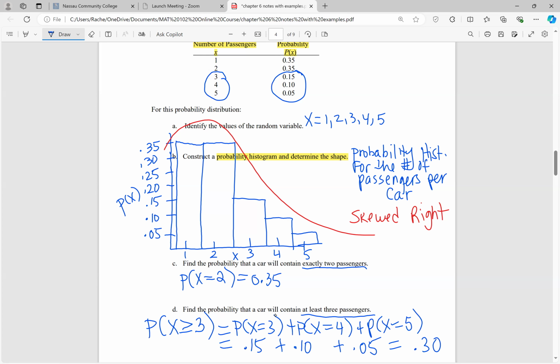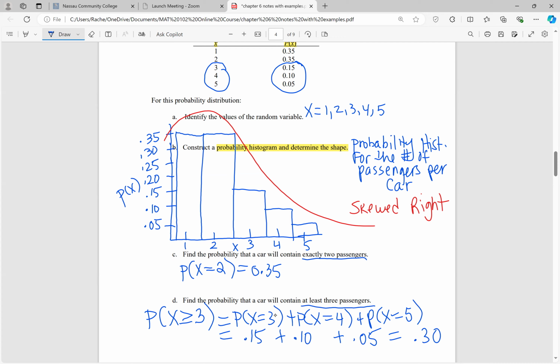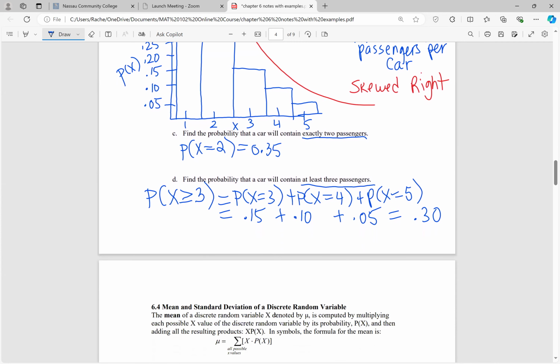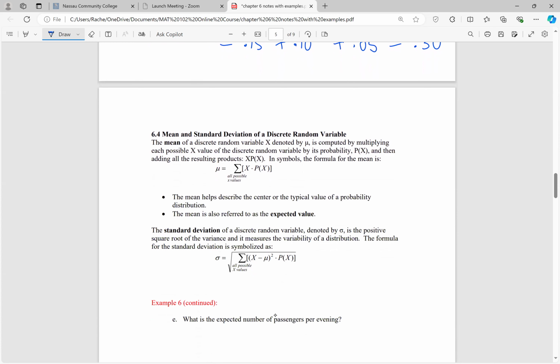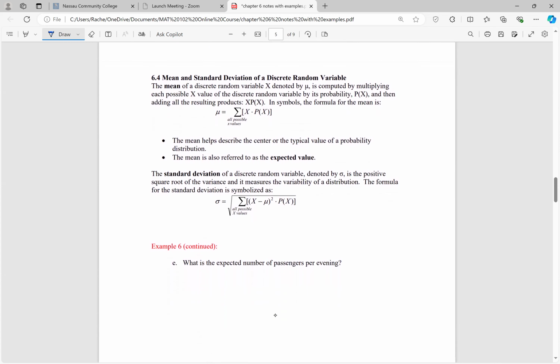So just more practice reading a probability distribution table and answering some probability questions, just like we did in the previous lecture. In addition to calculating probabilities or answering questions regarding the shape of a probability distribution, we can also calculate the mean and the standard deviation of these discrete random variables.